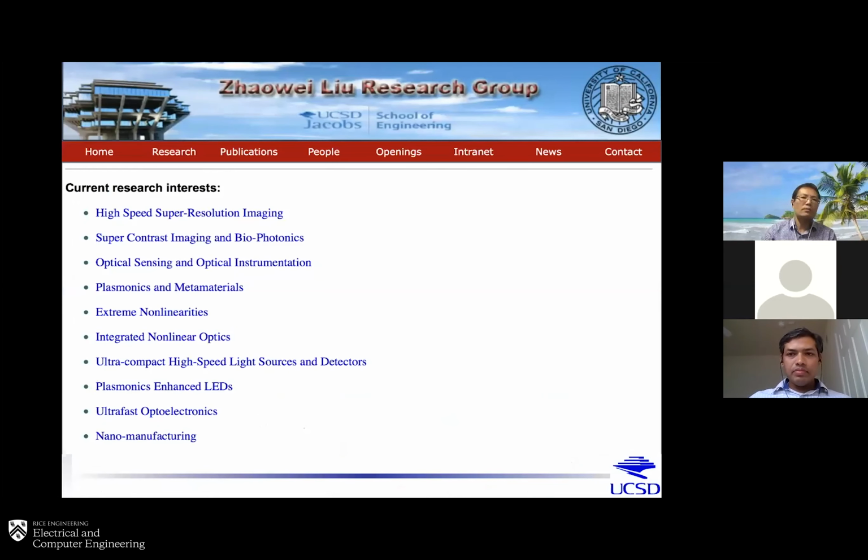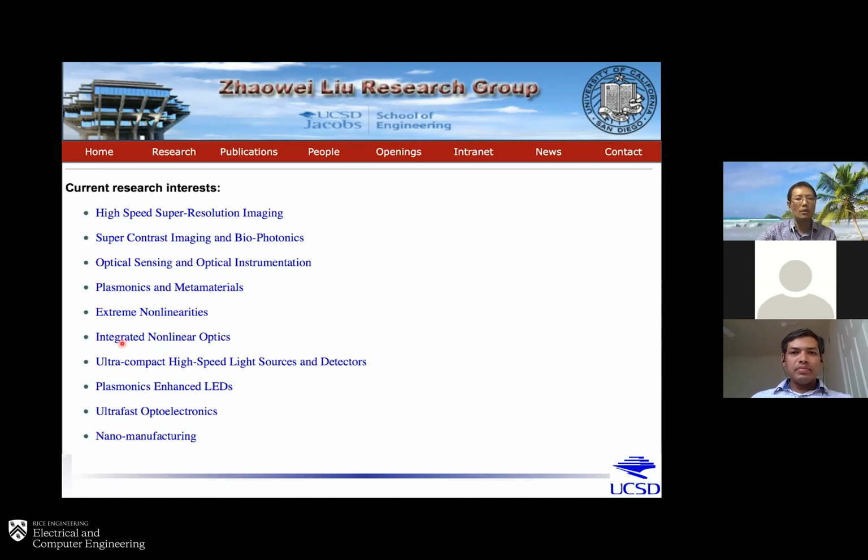Here is the list of some of our current research interests. As you can tell, I'm working on, let me just use my pointer, high-speed super resolution imaging and super contrast imaging. The super contrast mainly means the chemical contrast, and also the contrast from refractive indices, and biophotonics, and optical sensing instrumentation, and plasmonic metamaterials, and extreme nonlinearities, and integrated nonlinear optics.